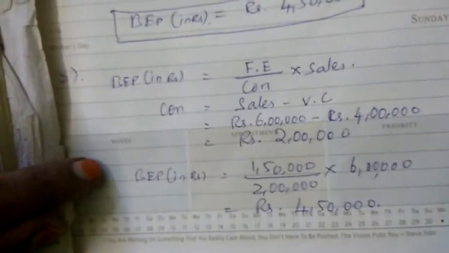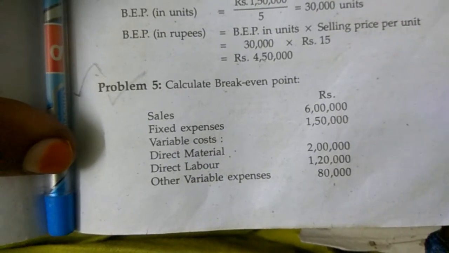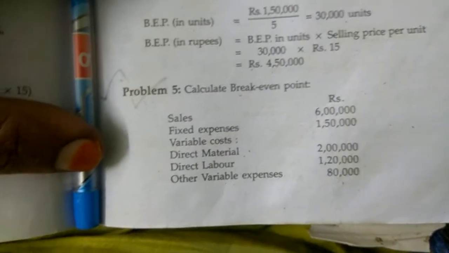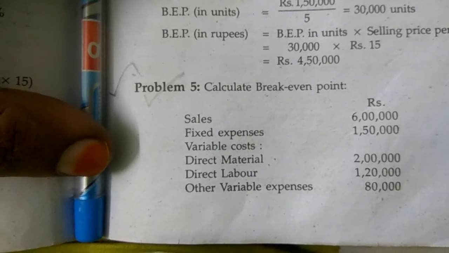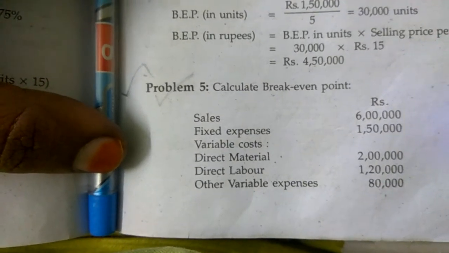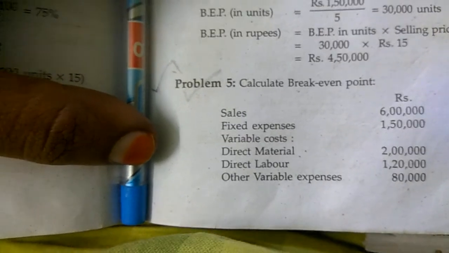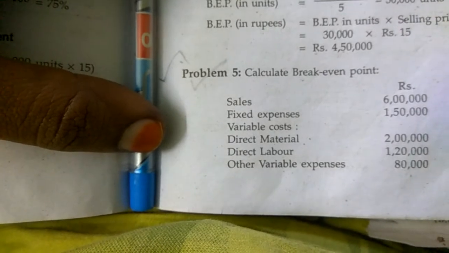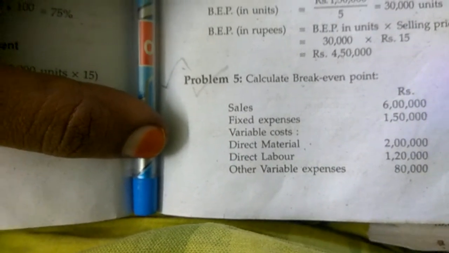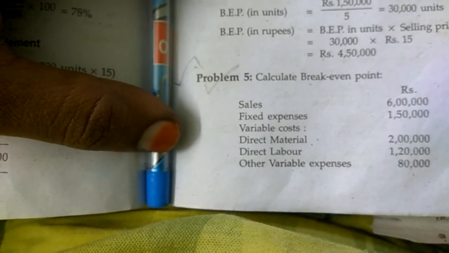Next is the next sum. Calculate the break-even point. Mostly in the problem they don't mention whether we need to calculate in rupees or units. We have to find out whether we are able to find it in rupees or units. If you are able to find it in both, then we can calculate both. If you are able to find it only in units, then units. If only in rupees, then we proceed with rupees only.